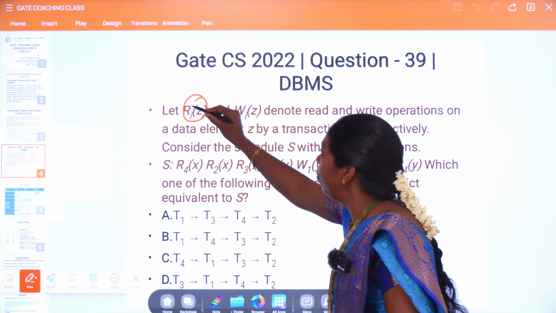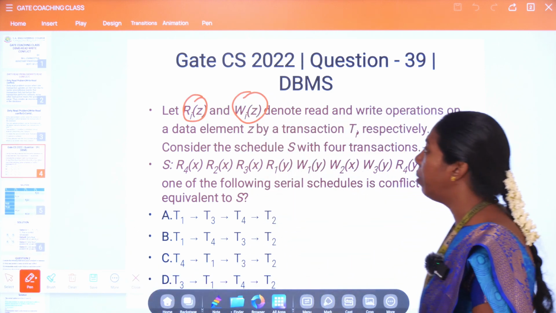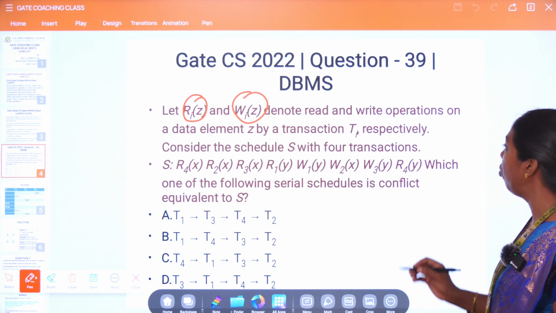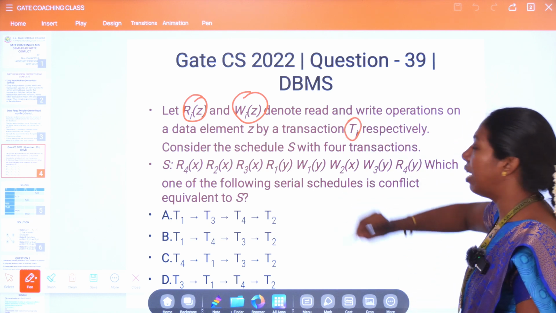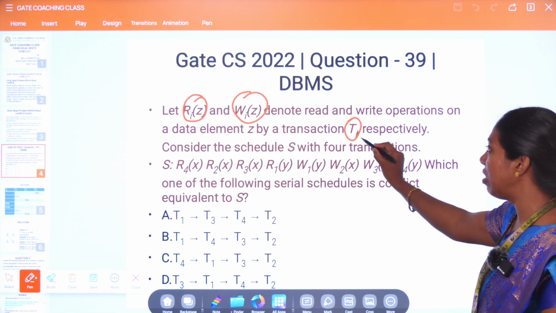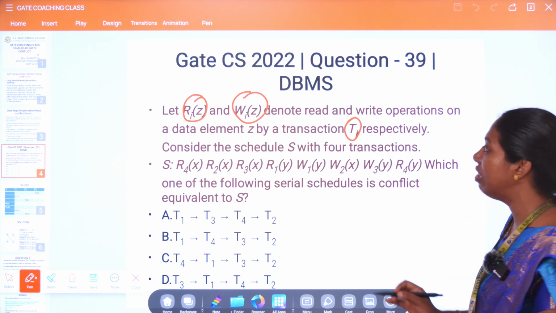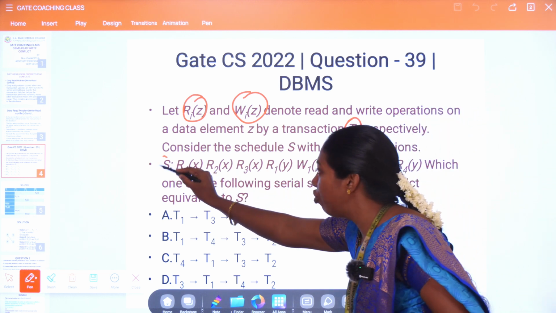This one is a read operation and this one is a write operation, where they are performing the 2 different operations in the transactions, different types of transactions. This I is representing the number of transactions, and this has to be your schedule.